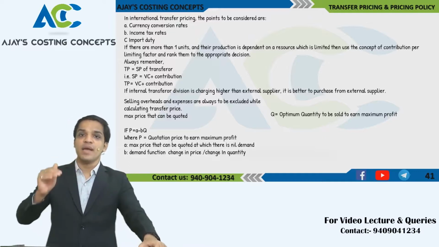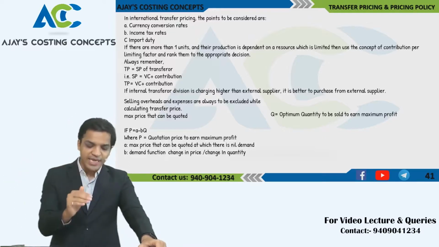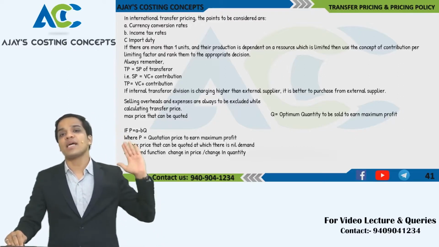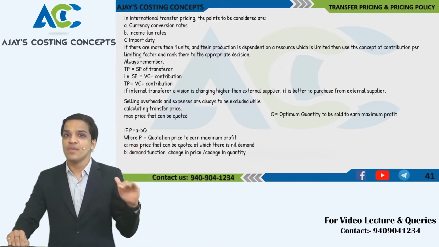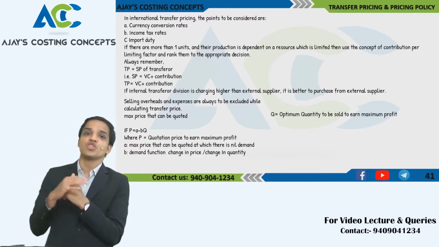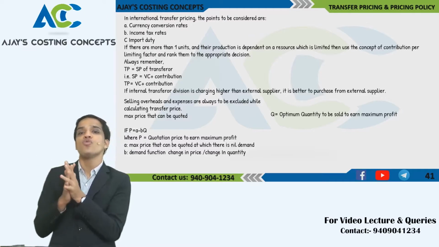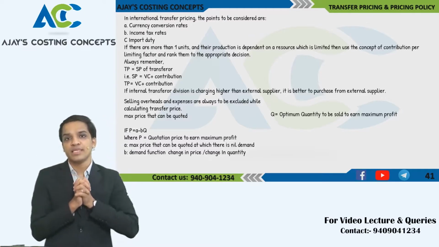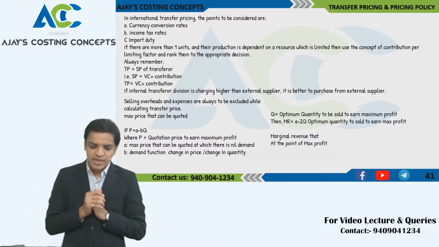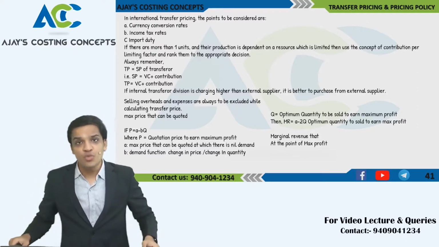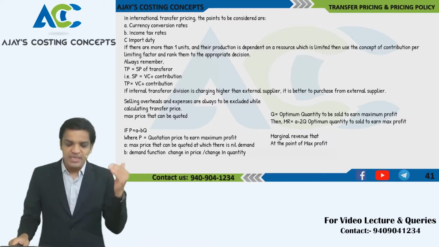P = A - BQ. A is the price where your demand is nil. So this is the highest price that you can ask from the market where there won't be any demand, minus the proportion of change in price divided by change in quantity, and at what quantity you want to sell, optimizing sales. What is marginal revenue? Marginal revenue is A - 2BQ. We have already discussed this.